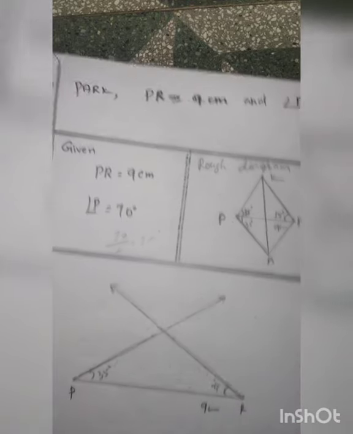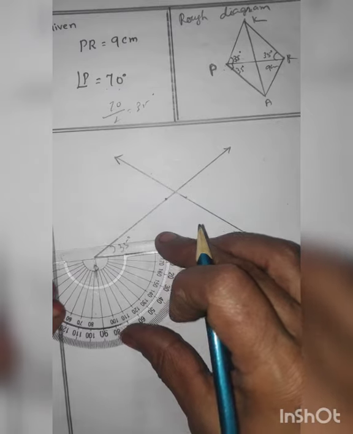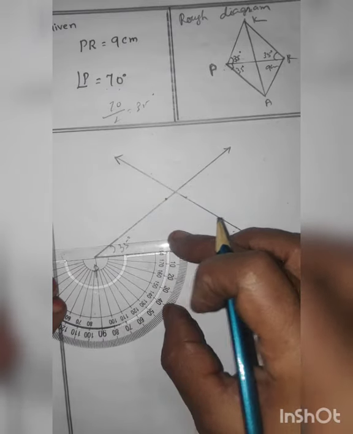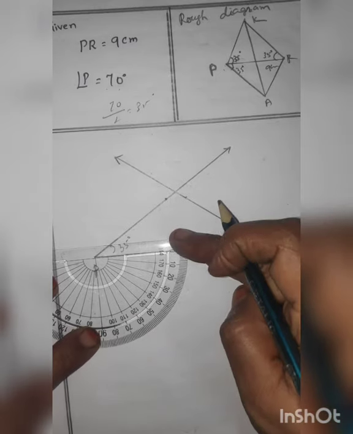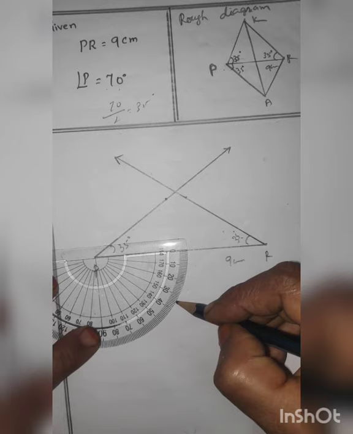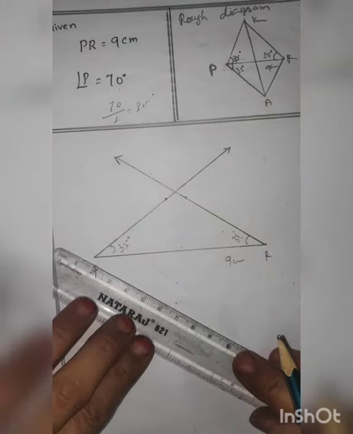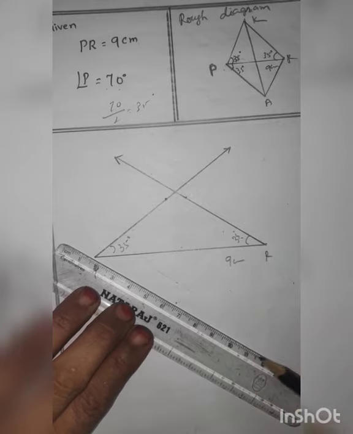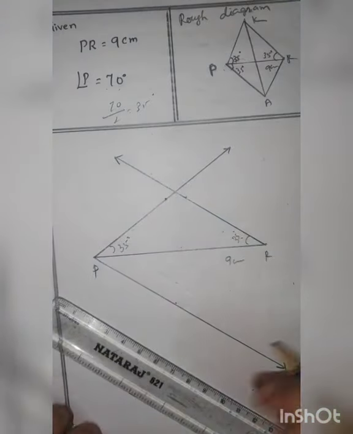Next, the lower side also has to be measured. So change and keep the protractor and measure 35 degrees. If you are confused, change the notebook too and do the work. 0, 10, 20, 30, 31, 32, 33, 34, 35. 35 degrees. Join this line. 35 degrees. Put in the arrow mark.